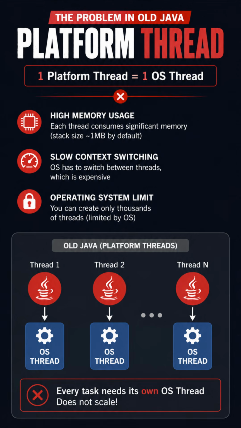The operating system has to constantly switch between thousands of threads. And as the number of threads grows, context switching overhead increases. Eventually, you'll hit your operating system's practical thread limit, making your application harder to scale.